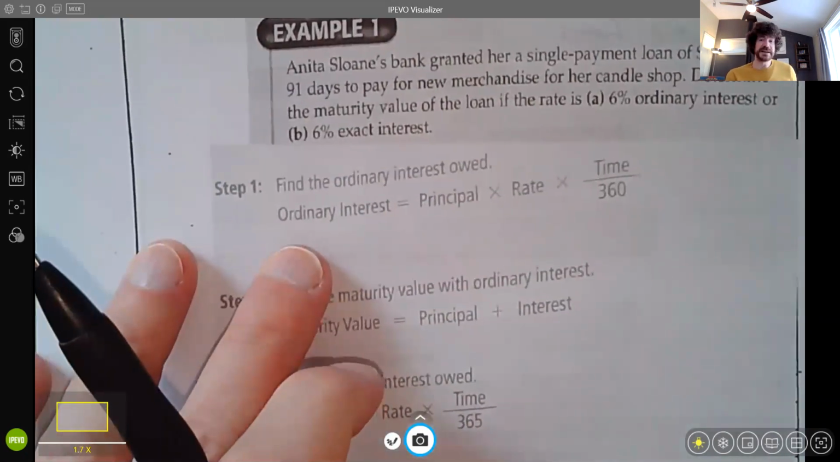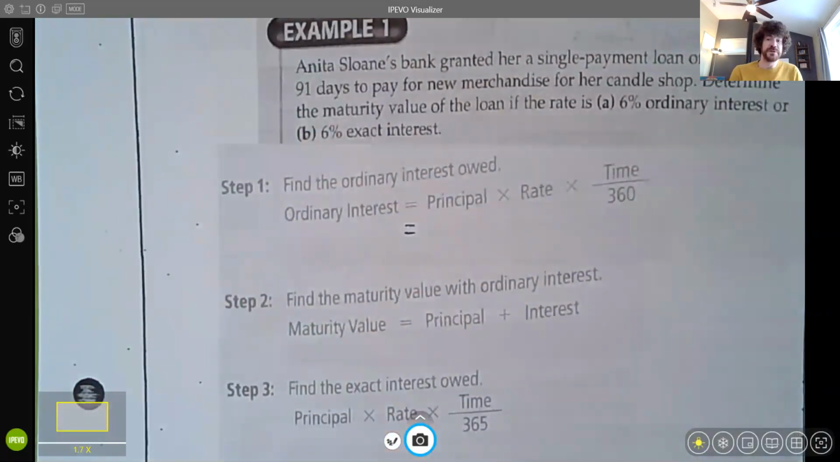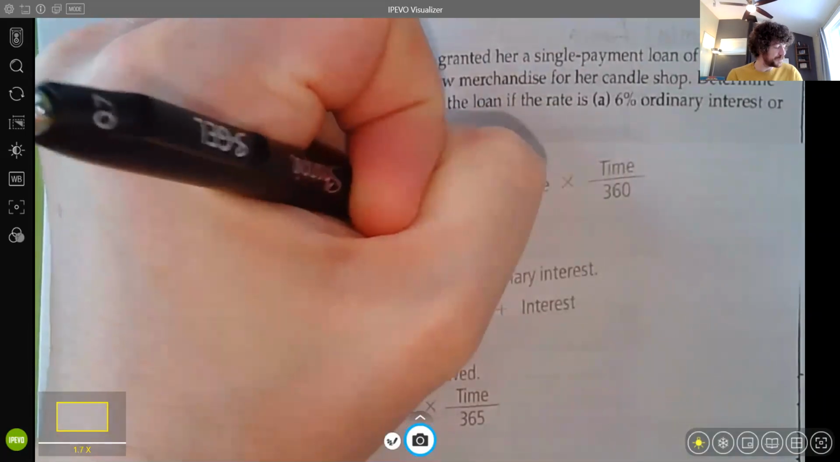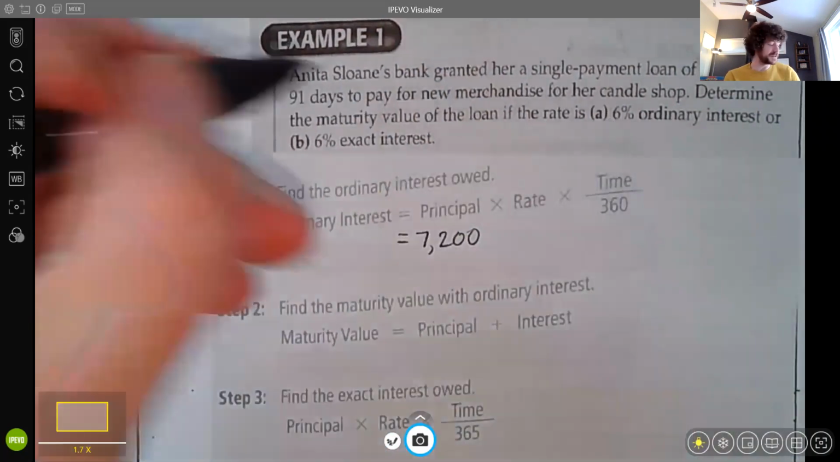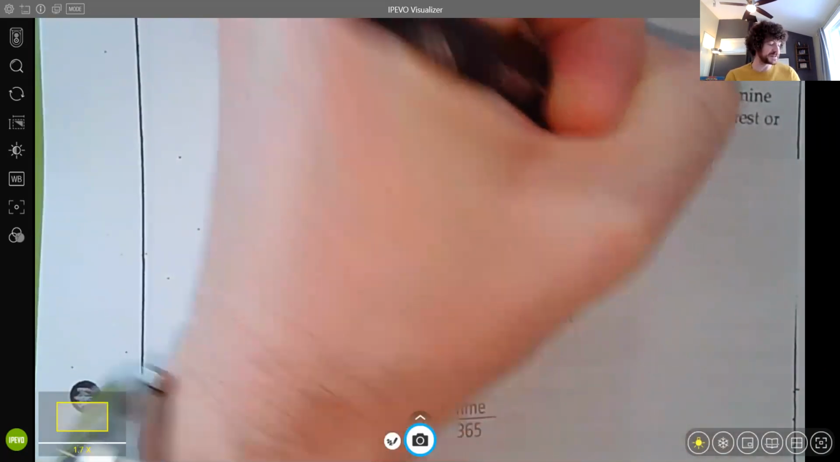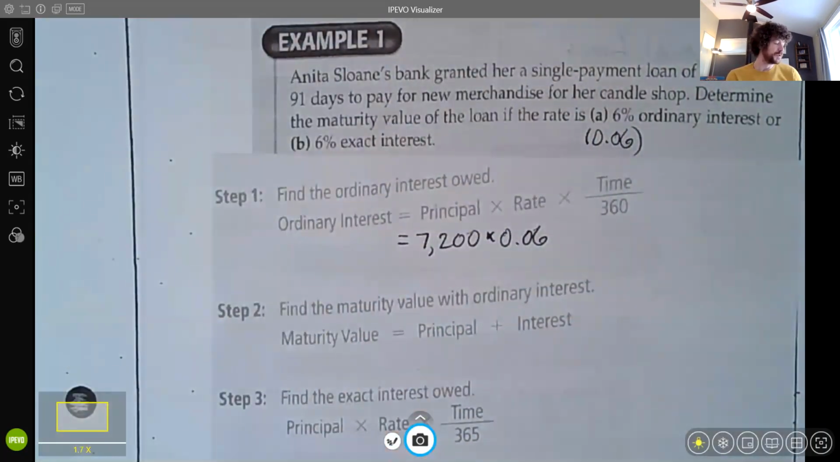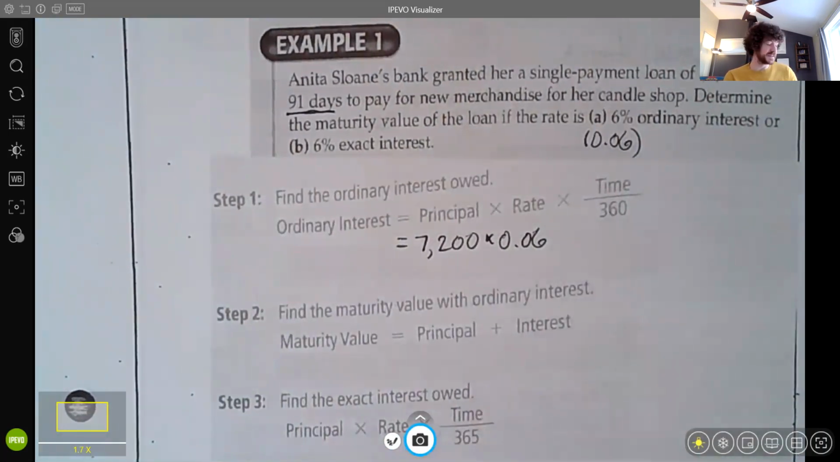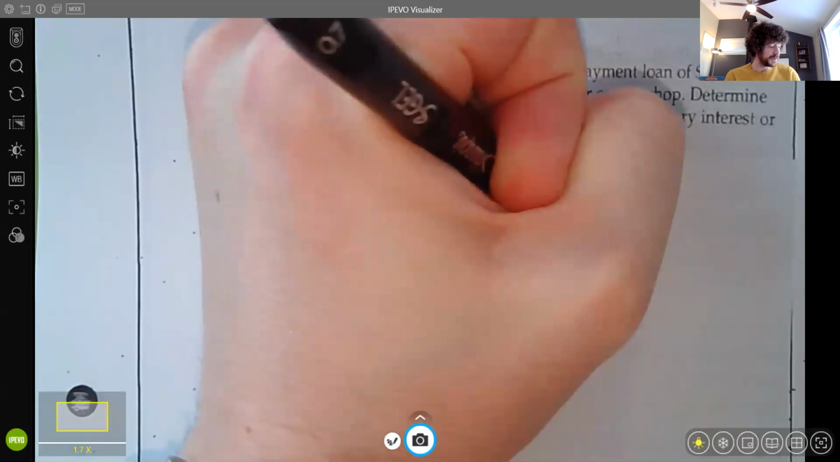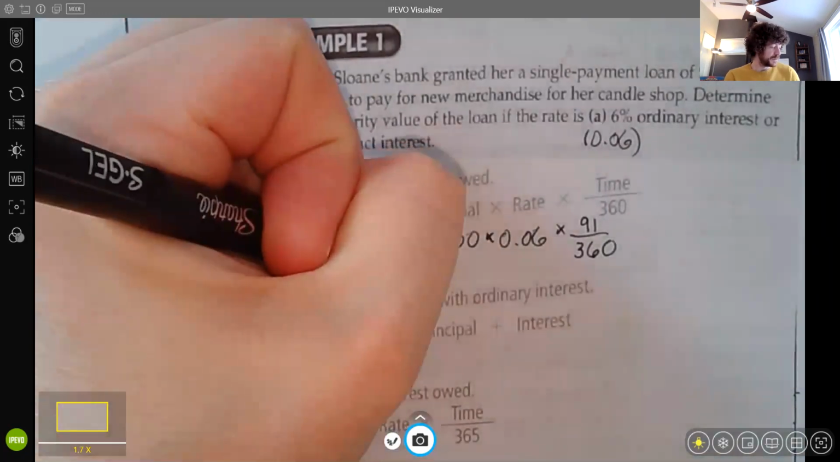So we've got our formula here. It says the ordinary interest is equal to the principal amount. So principal amount was $7,200 multiplied by the rate, which is here. This is for ordinary, so that would be 6%, which is 0.06. Multiplied by the amount of time. And we're talking about 91 days here. And for ordinary, it's over 360. So multiplied by 91 over 360.